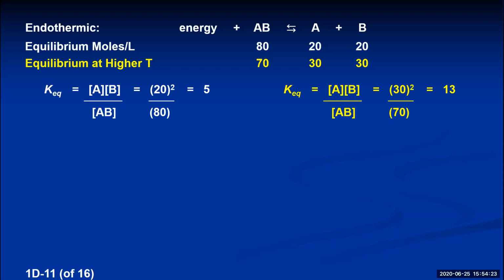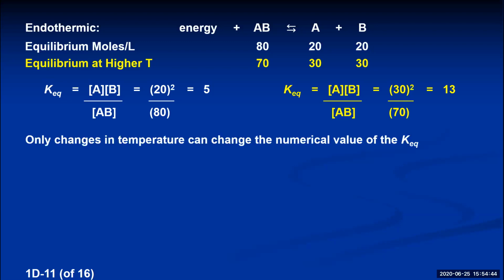Really important point about systems at equilibrium. This is the only thing that can change the numerical value of an equilibrium constant. Equilibrium constants are constant as long as the temperature doesn't change. But if you change the temperature, according to Le Chatelier's principle, the ratio of the products to reactants will be different, and you'll get a new equilibrium constant. Only changes in temperature can change the numerical value of an equilibrium constant.